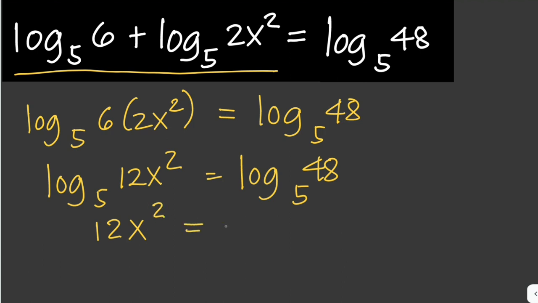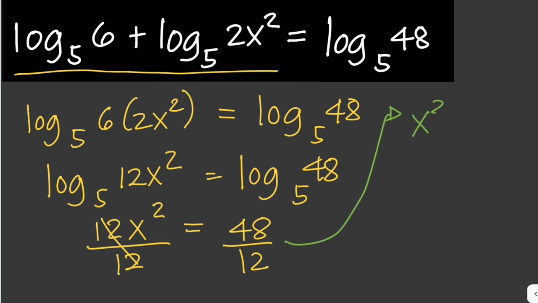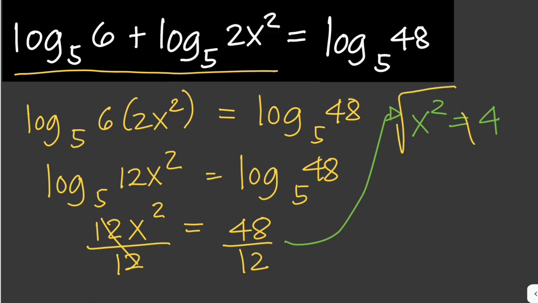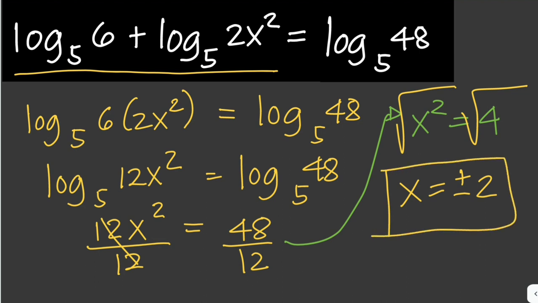So this is 12x squared equals 48. Then divide both sides by 12. Then x squared is just equal to 48 divided by 12, which is 4, and then we take the square root of both sides. Therefore the value of x here is plus or minus 2. So there are two values for x, positive 2 and negative 2.